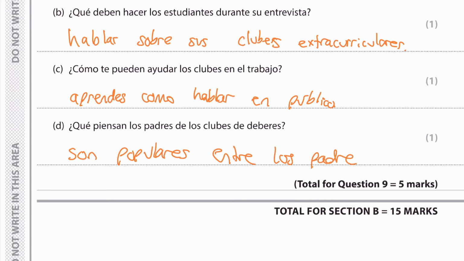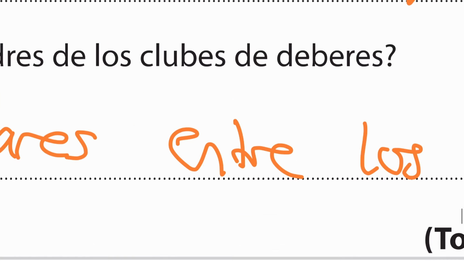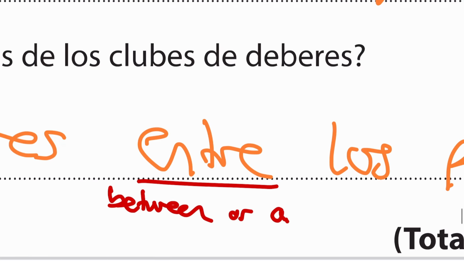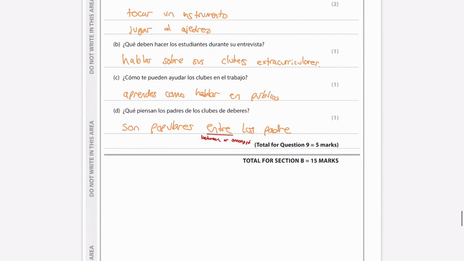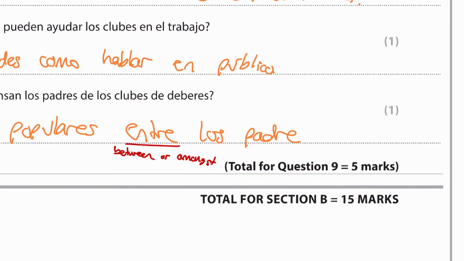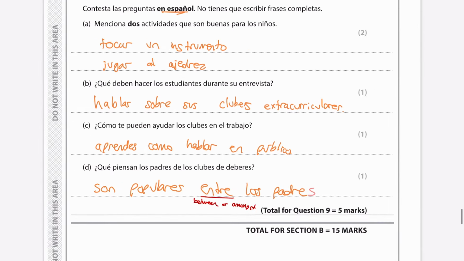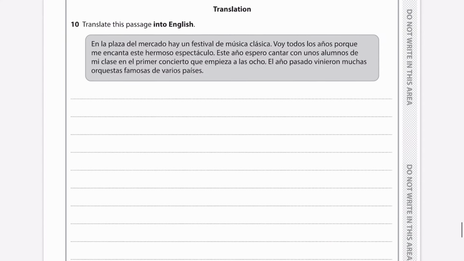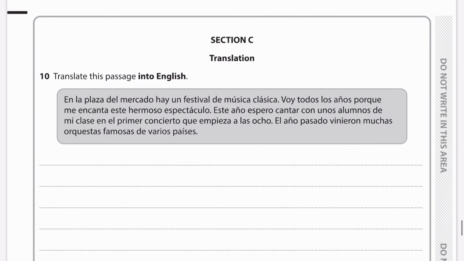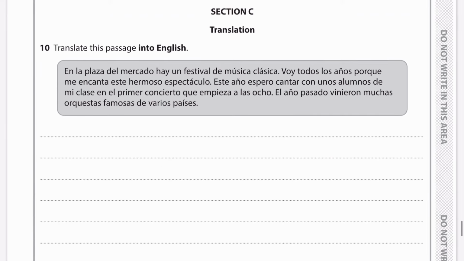This word entre is between, or in this case, amongst. Okay? Entre los padres, give me the padres. Vale. And I think that one's done. Number 9. Last but not least, we've done this quite quickly. Number 10. Let's do 10. I'll talk a little bit about how I just found the paper overall. Anyway, number 10, translation. We're not done yet.